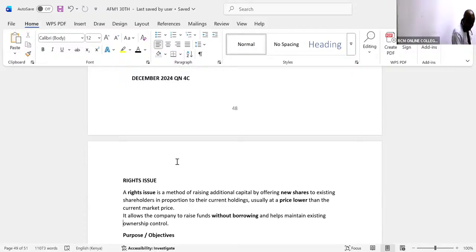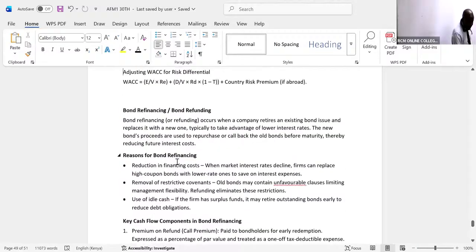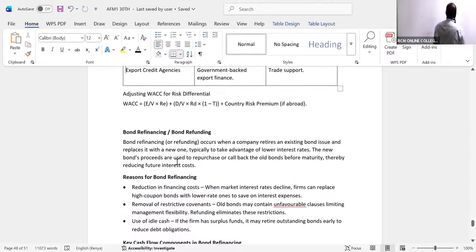But you're doing, in this case here, what we call bond refinancing. You can look at your syllabus. There are 3 key things here. So we have bond refinancing. I will be able to read very slowly in a way that you'll be able to follow. It has been updated. So bond refinancing or refunding occurs when a company retires an existing bond issue and replaces it with a new one, typically to take advantage of lower interest rates.